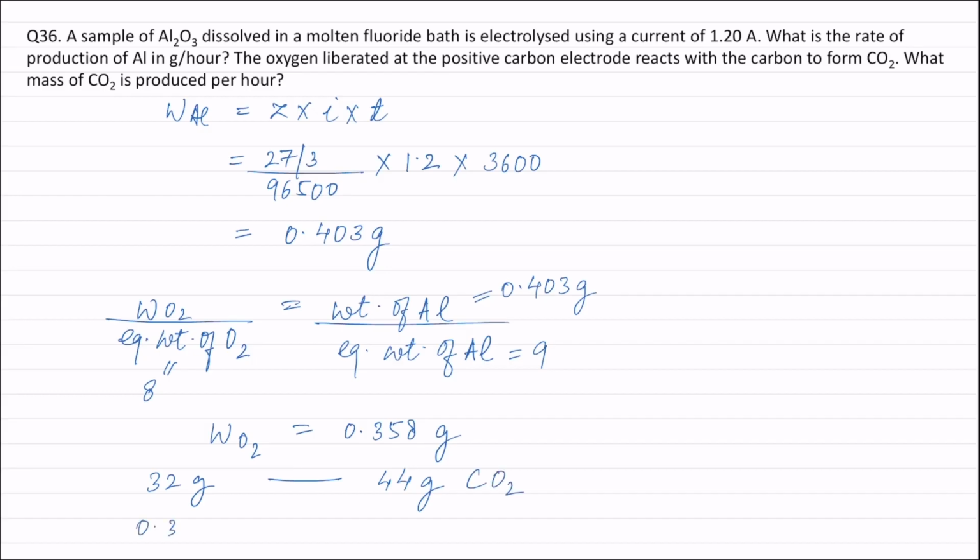Therefore, 0.358 grams of oxygen will react with carbon to produce 44 divided by 32 into 0.358, and this is equal to 0.4924 grams of carbon dioxide per hour. 0.358 grams of oxygen is the amount of oxygen produced in 1 hour. Therefore, amount of carbon dioxide produced per hour from 0.358 grams of oxygen will be 0.4924 grams per hour.